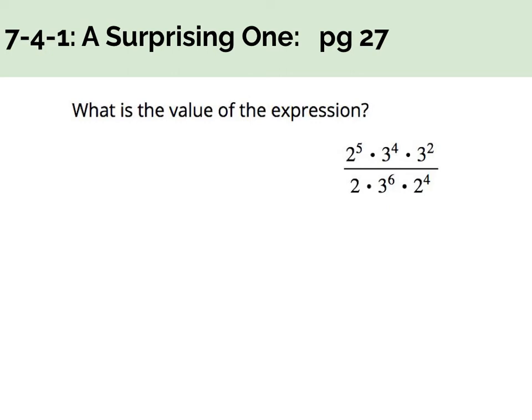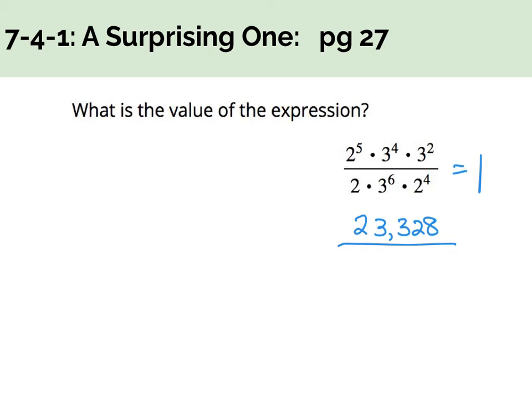So the answer to this is actually 1. All this is going to equal 1. Okay, well, how do we do this? If I multiply 2 to the 5th, and we're going to put it in our calculator, 2 to the 5th times 3 to the 4th times 3 to the 2nd, we're going to get 23,328.